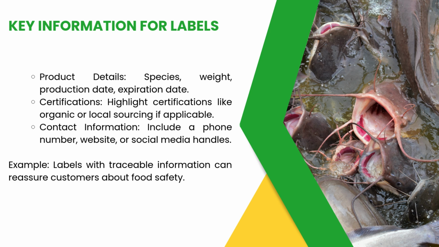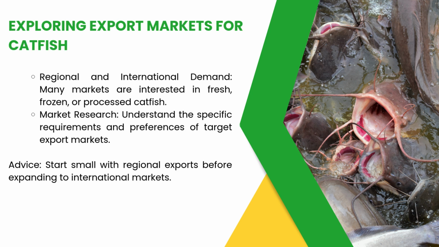For example, label with traceable information that can reassure customers about food safety. People are now very concerned about where their fish is coming from. So if you can even tag your fish based on the day they came into the farm, such that when people come, you can trace back to the fish, the feed bag that was used to feed them and all of that, it will always be advisable.